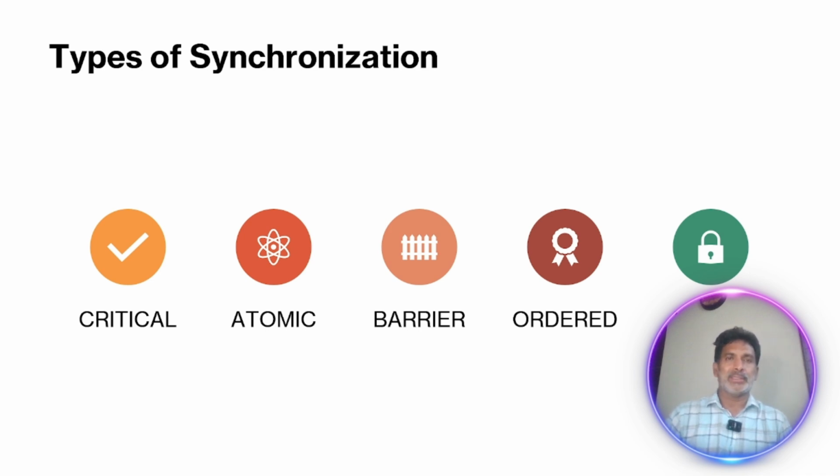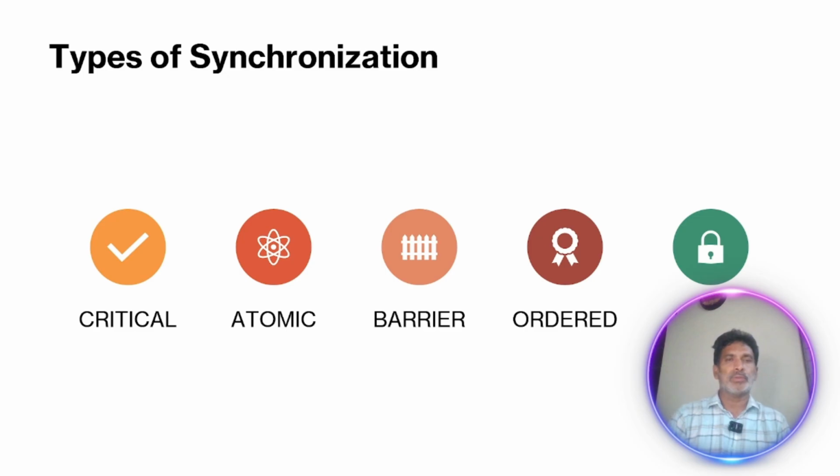The next one is the ordered construct. This ordered construct ensures that a section of code inside a loop executes in the original sequential order, which is mainly used to maintain the order while still allowing parallel execution.